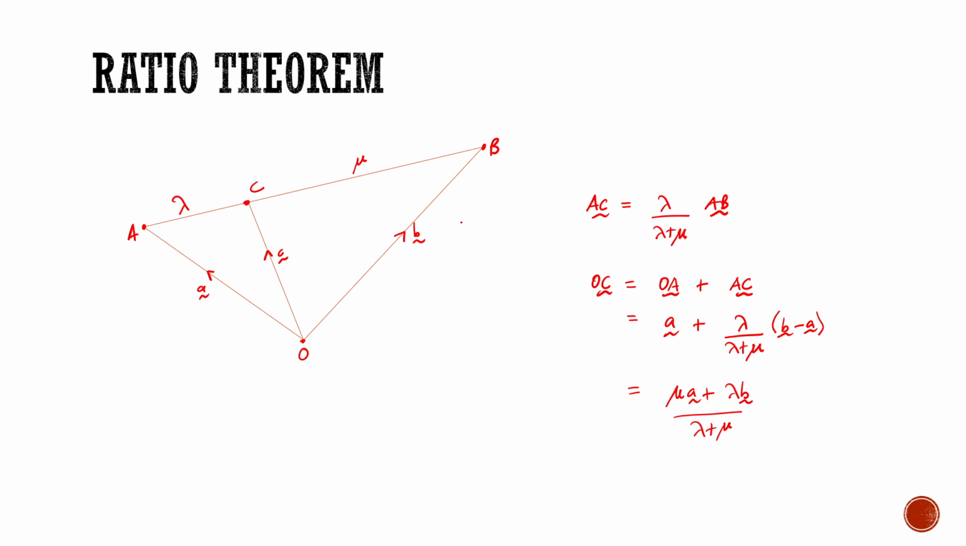Notice that mu, which is associated with B when you talk of AB, is actually being multiplied by the position vector of A, and lambda is being multiplied by the position vector of B, and then we're dividing that by the sum of the parts the ratio is splitting.